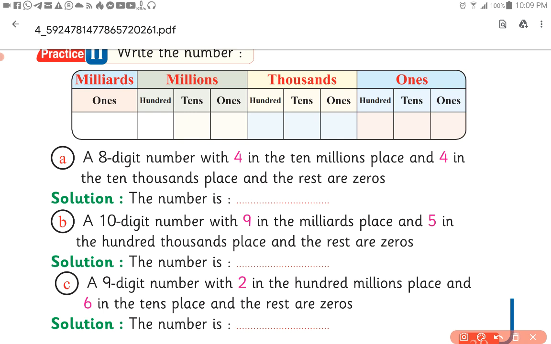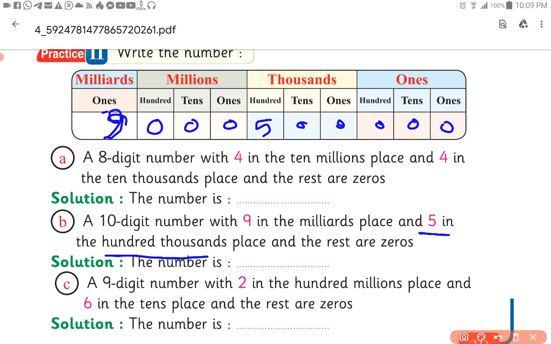A 10-digit number with 9 in milliard, please. 5 in 100,000, please. The rest are zeros: 1, 2, 3, 4, 5, 6, 7, 8 zeros.